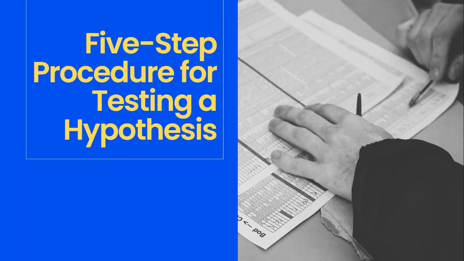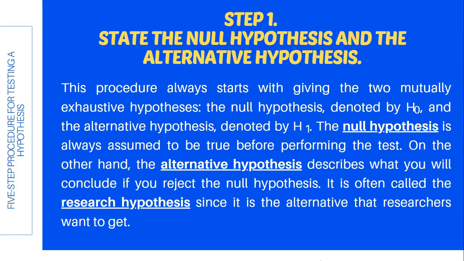Now, let me present to you the five-step procedure for testing a hypothesis. Step number one, we have to state the null hypothesis and the alternative hypothesis. This procedure always starts with giving the two mutually exhaustive hypotheses. The null hypothesis denoted by H0 and the alternative hypothesis denoted by H1.